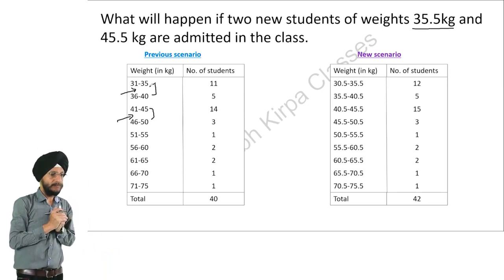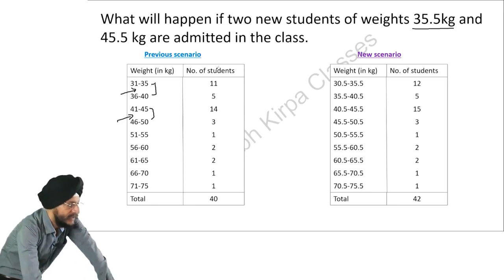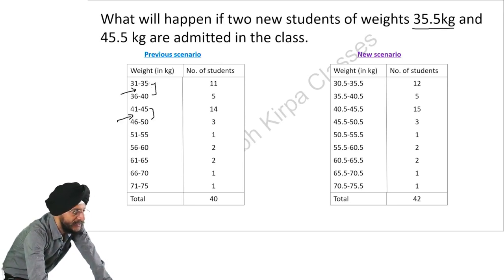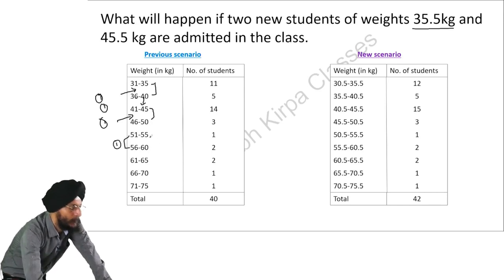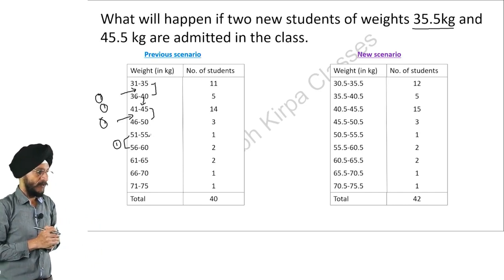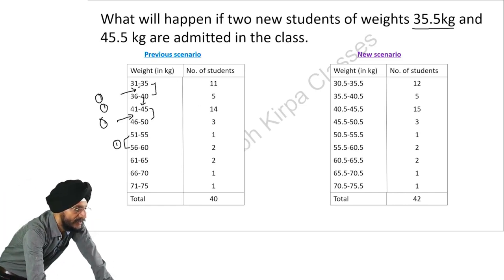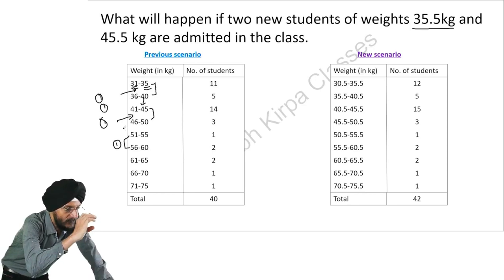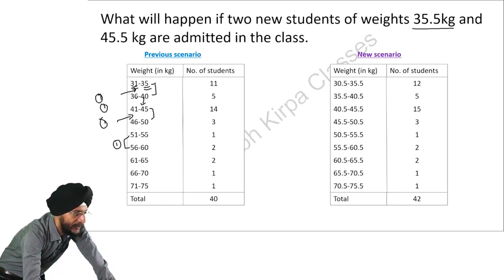We will see that there is a difference of 1 kg in each group. That is 35 to 36, difference of 1. 45 to 46, difference of 1. 40 to 41, difference of 1. 55 to 56, difference of 1. In each group there is a difference of 1. So this is the lower class limit, this is the upper class limit. The difference is 1 between any two class intervals or in any two groups.